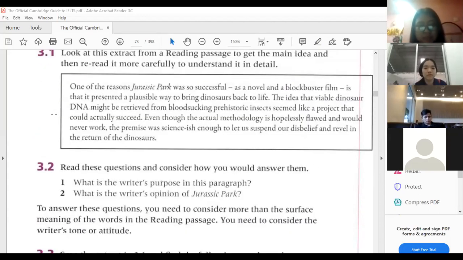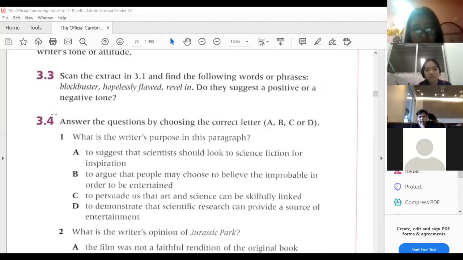So we need to find the purpose, the writer's purpose. So one of the reasons Jurassic Park was so successful as a novel and blockbuster film, blah, blah, blah, presented a plausible way to bring dinosaurs back to life. The idea that viable dinosaur DNA may be retrieved from blood-sucking prehistoric insects seemed like a project that could actually succeed. Even though the actual methodology was hopelessly flawed and would never work, the premise was scientific enough to let us suspend our disbelief and revel in the return of the dinosaur.